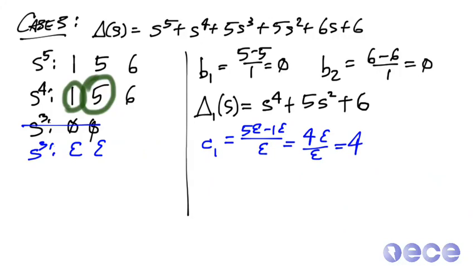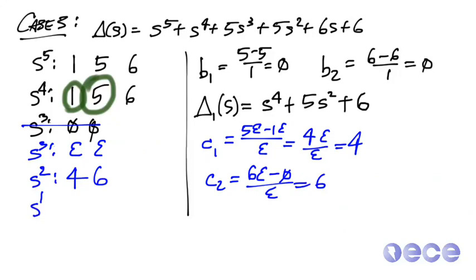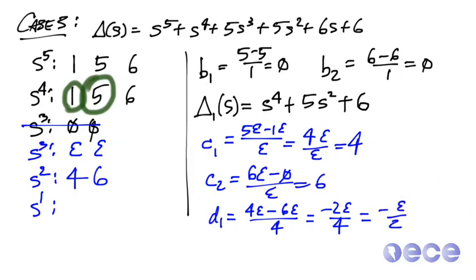So we calculate C1, which is the first element of the s squared row, to be 4, because we multiply 5 times epsilon minus 1 times epsilon divided by epsilon. For C2, 6 times epsilon minus 0 divided by epsilon is 6. For the S1 row, now things are going to get interesting. 4 epsilon minus 6 epsilon divided by 4 gives us minus 2 epsilon over 4, or minus epsilon over 2. And for S0, the value is equal to 6.